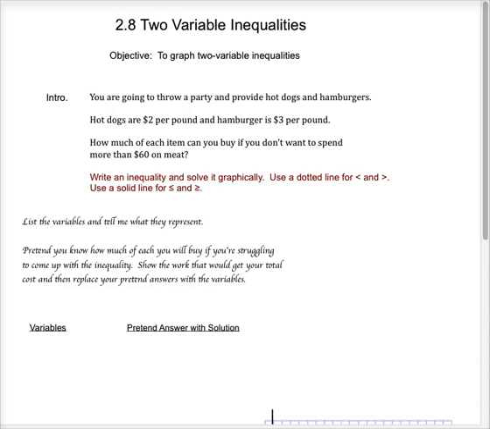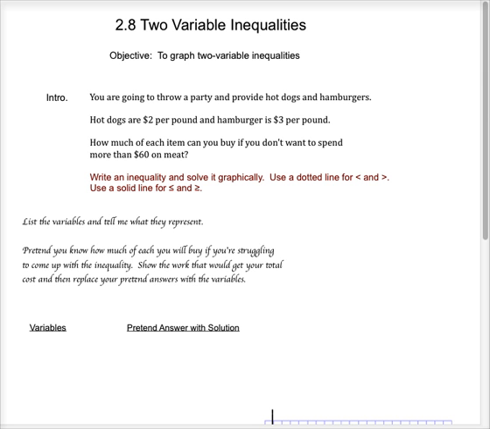Today what we're going to start focusing on are two variable inequalities. Now the way that we solve these is we're going to be graphing these and finding the solution region. So we're going to start with a little introduction. We're going to jump right into a word problem to show you how these can be applied.